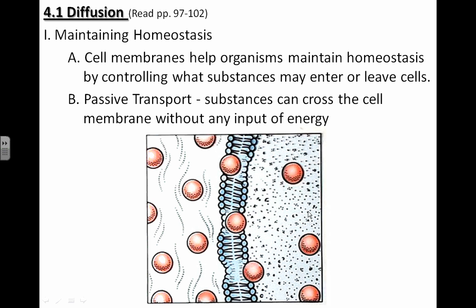In the diagram below, you can see a representation of the phospholipid bilayer here in blue. Notice that the membrane controls the diffusion of the red particles into the cell. Let's focus more on that concept by taking a closer look at diffusion.